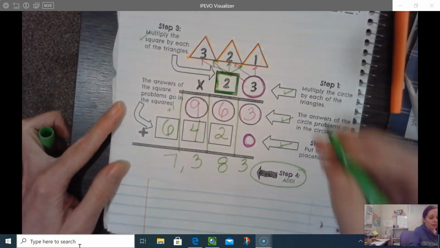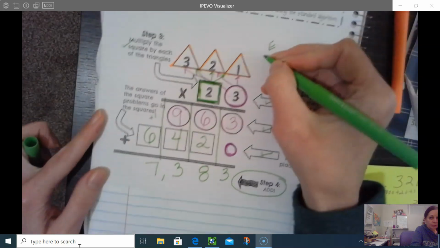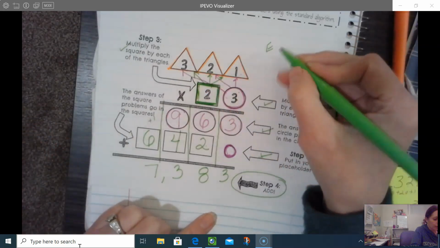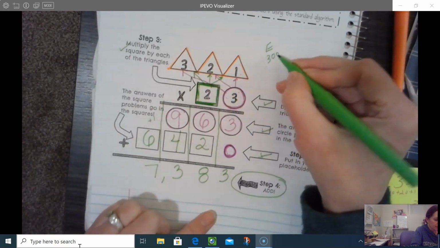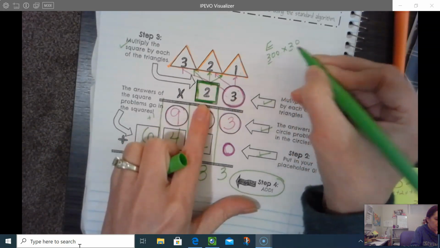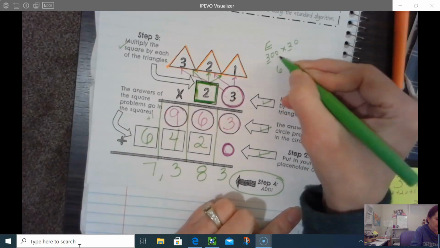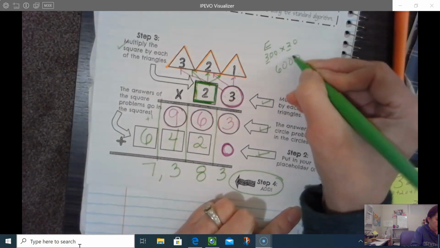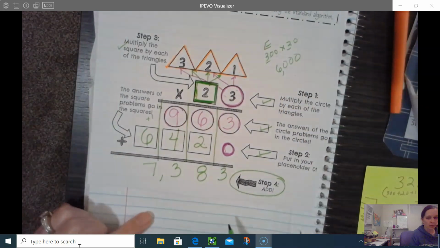7,383. I'm going to quickly do my little estimate up here just to be in good practice. So 321, that would round to 300. 23 would round to 20. So my estimated answer would be about 6,000. So that would be reasonable.